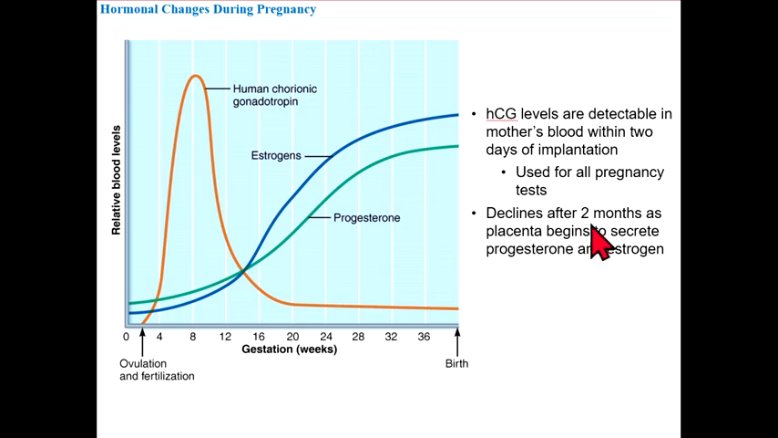And then after about 2 months, the placenta takes over for the corpus luteum. Once the placenta develops, right about 2 months, right here at 8 weeks, the placenta begins to secrete progesterone and estrogen like we see right there. So the corpus luteum isn't needed anymore, and therefore HCG can start to decline because the placenta is taking over.